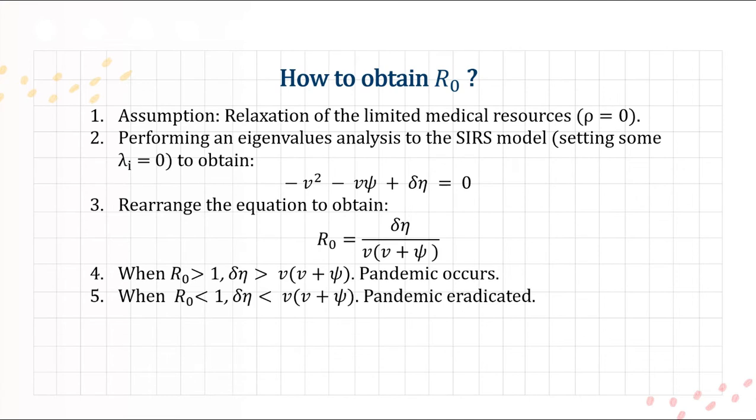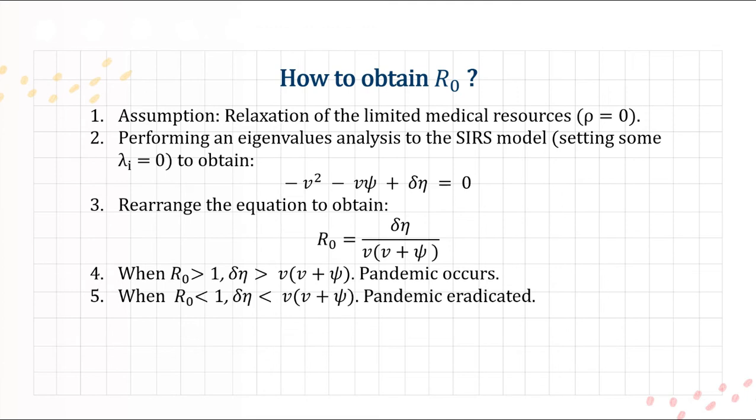To obtain the basic reproduction number R0, first, we need to assume that the limited medical resources is relaxed, which is rho equals to 0. Next, we perform an eigenvalues analysis to the SIRS model. That is, by setting some lambda I equals to 0, we can get the following equation. After that, we rearrange this equation to obtain the basic reproduction number.